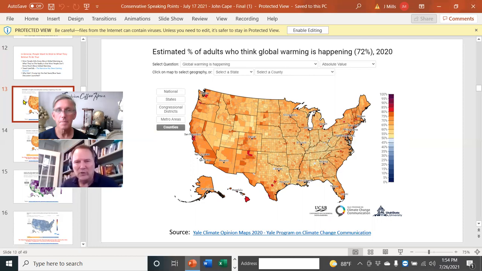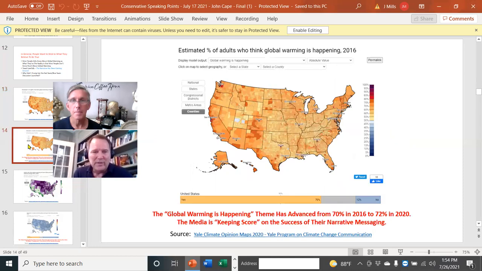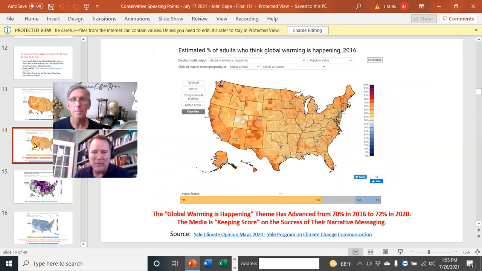This is one from 2020, and it shows that 72% of people believe that global warming is happening. That's not a particular surprise, it's 2020. But if you look at the next slide, we see that in 2016 the number was only 70%. So in the last 4 years, they think they've gained 2%, which is neither here nor there, because global warming kind of has been happening.